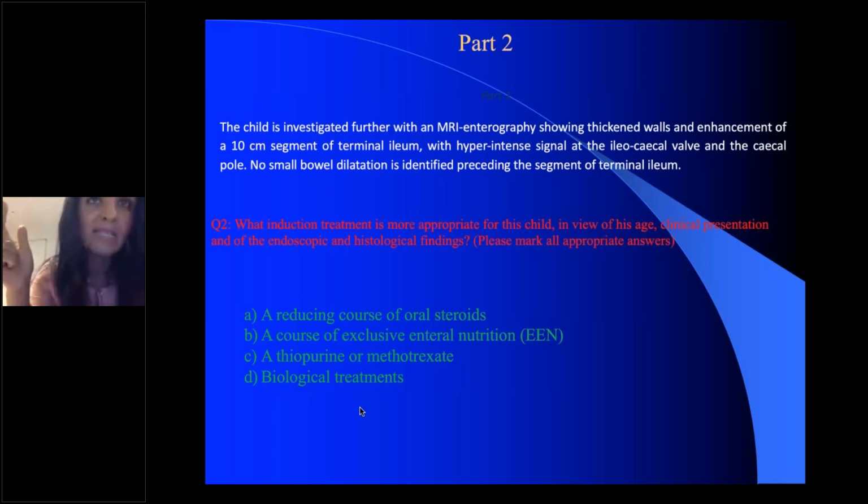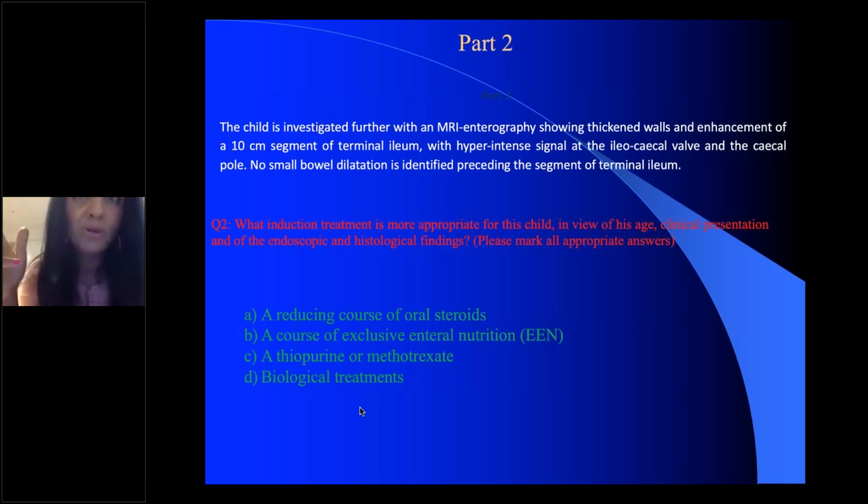What I won't accept is C, because thiopurines and methotrexate are maintenance treatments. They are never used for induction of remission. And again, nobody said this, but I also would have accepted D, because I've just spoken to you about the pyramid and turning it upside down. And actually, biological therapies can be correct.